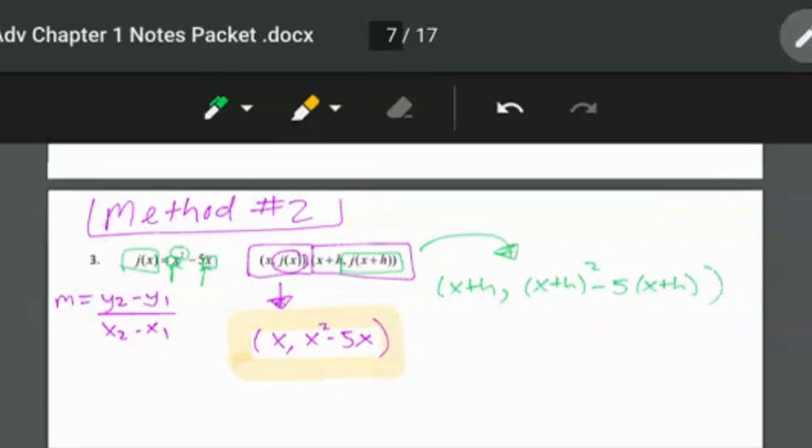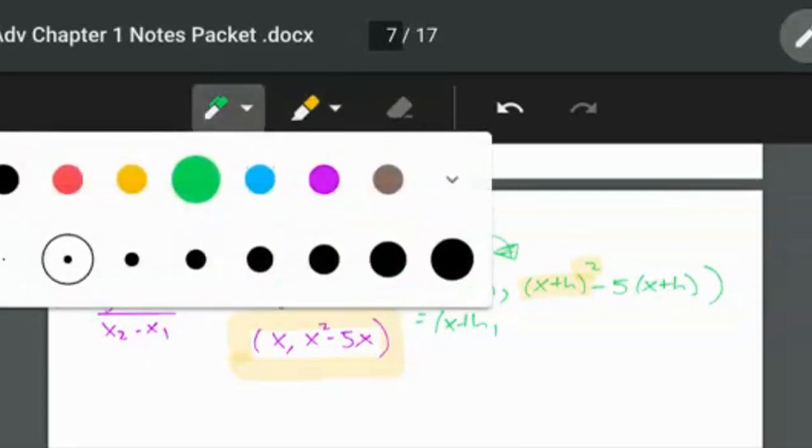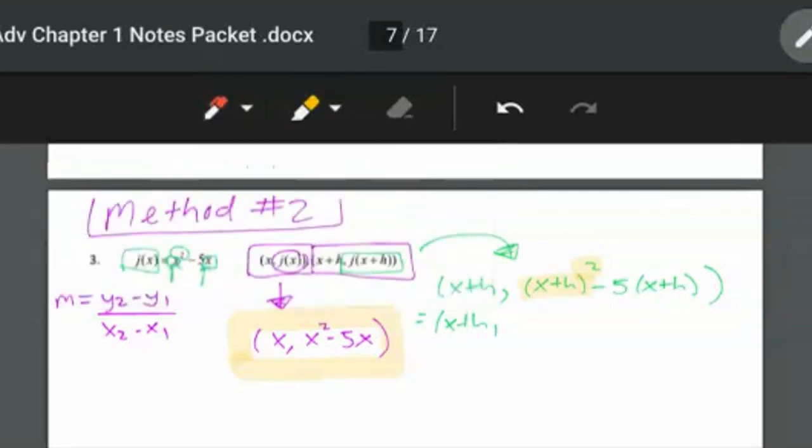That's our second point. We have some simplifying to do there. All right, so the first part, x plus h, is going to stay the same. All right, this x plus h squared, we have to FOIL it out. So to do that, we're going to expand it, rewrite it as x plus h times x plus h, and then minus right here, we could distribute this. You get negative 5x minus 5h.